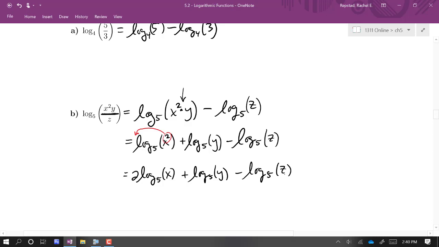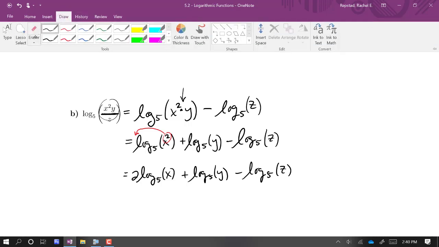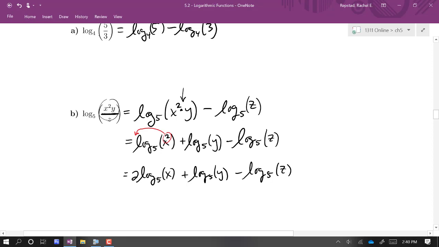First, the argument inside involved multiplication and division. And once we were done splitting it up, the factors up top correspond to these positive logs. And any factor in the bottom corresponds to a negative log.